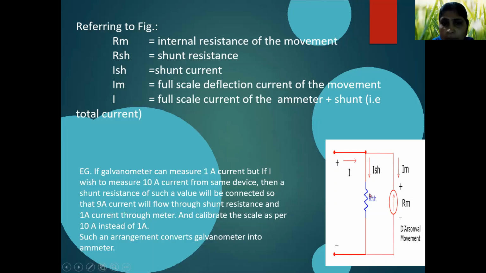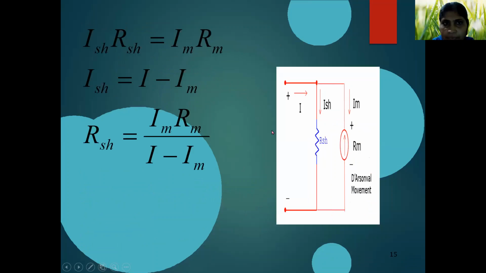So with the help of this, the total 10 ampere current can flow, and then we calibrate the scale as per the 10 ampere current instead of 1 ampere current. So such an arrangement converts the galvanometer into a high range ammeter. So these are some relations for the shunt resistance.